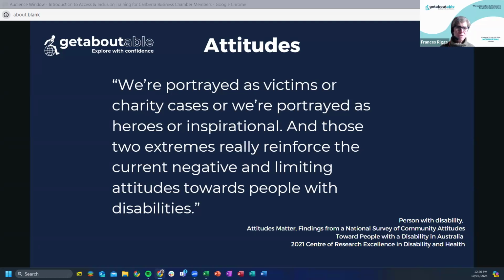What does everybody think of that comment from that person with disability? Can you relate to that either in your current work, or even if you haven't been exposed to people with disability, is that something that you can relate to or have heard about?